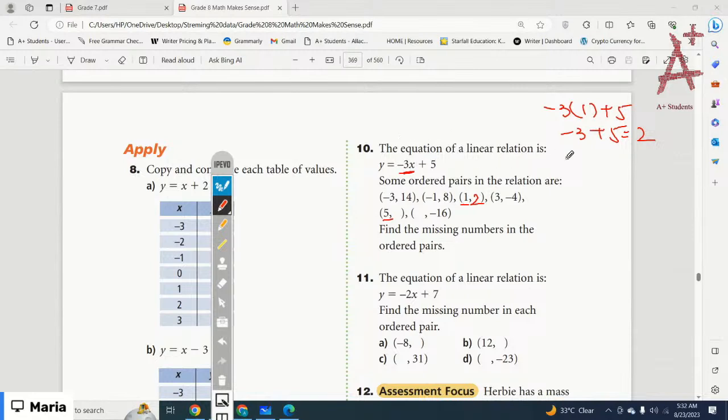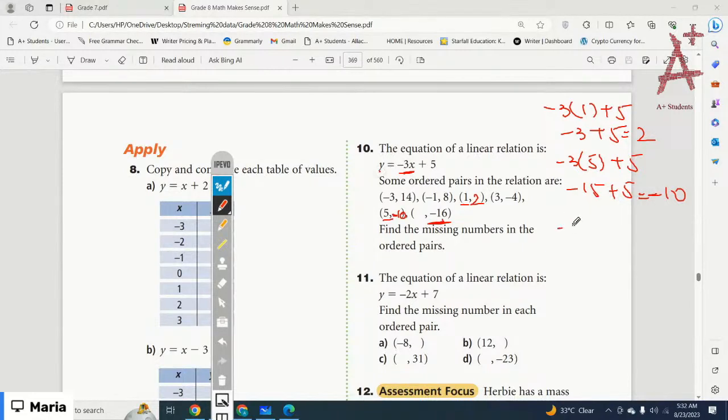You have 5. Just replace x by 5. -3 by 5 plus 5. 5 times -3 is -15, and -15 plus 5 is -10. That means here you have -10. You are given y value -10.